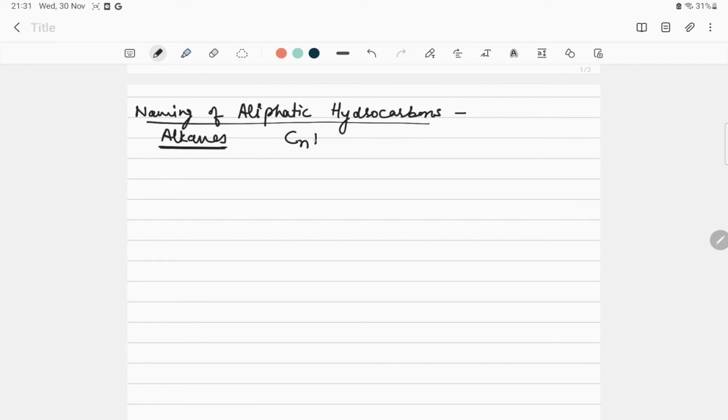Alkanes, the general formula is CnH2n+2. Here n may be 1, 2, 3, etc. Now say for example, if n is equal to 1, the formula of the compound is going to be CH4. If n is equal to 2, the formula of the compound is going to be C2H6. So that is how we can have the entire homologous series of alkanes.